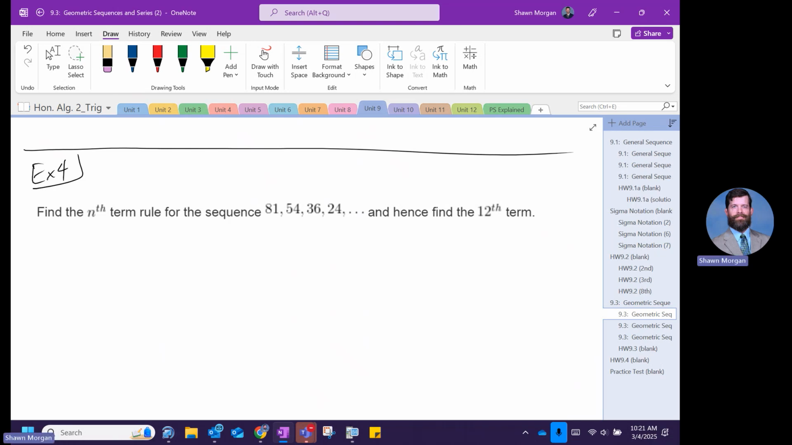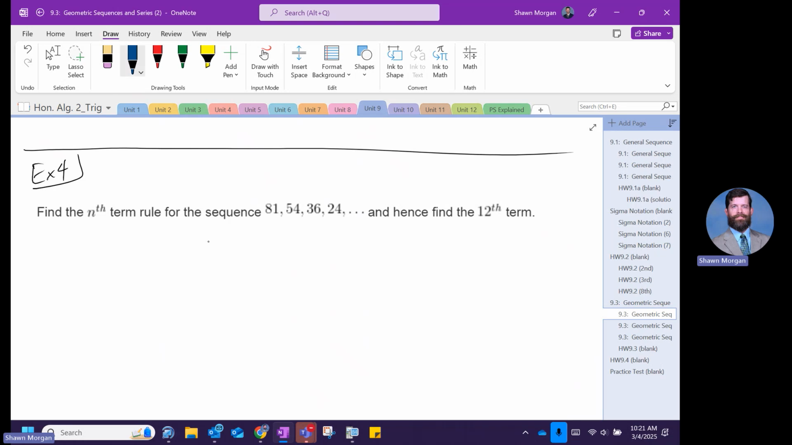Yes. Can we get some help? Yeah. All right, so can we ask Aiden, do you remember what we had highlighted in yellow? How do I find my common ratio? Yeah, very good. So we're going to do 54 over 81. And what y'all said that is? 2/3. 36 over 54. And 24 over 36, right?